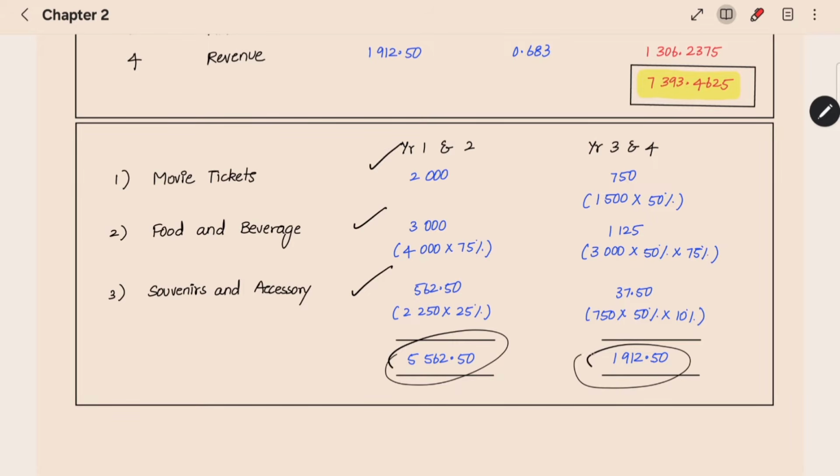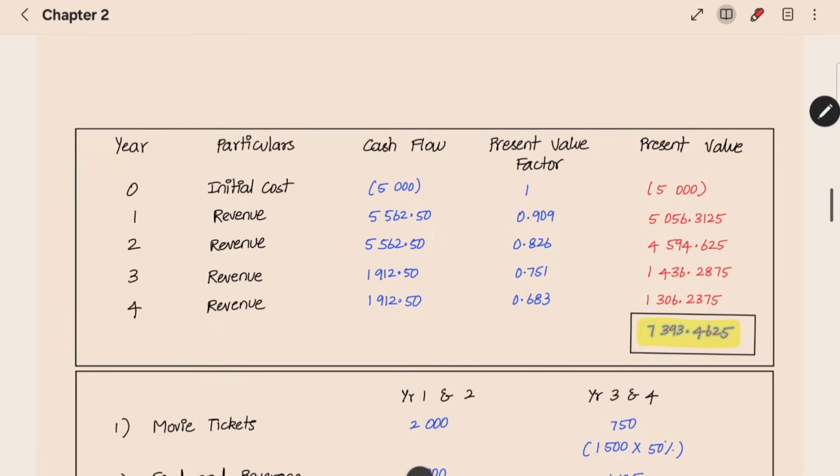For both the years, we are getting the total revenue. This is per year. In year 1 and 2, you will get this per year. Year 3 and 4, you will get this per year. Here, this is the table, initial cost.